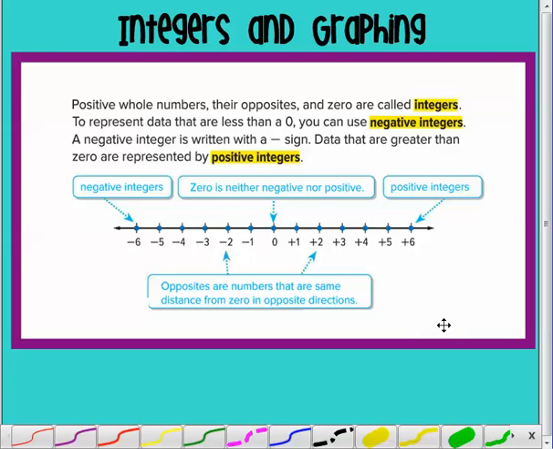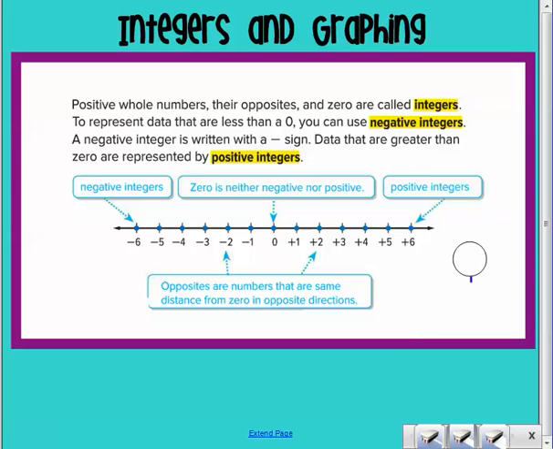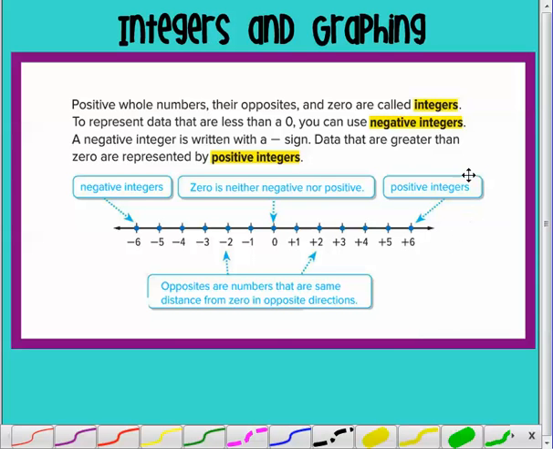Now sometimes you'll see number lines that are drawn vertically. If you think about the coordinate plane, the y-axis is simply a vertical number line. We have 0 at the origin. Our positive numbers are above 0, and our negative numbers are below 0 on that y-axis.